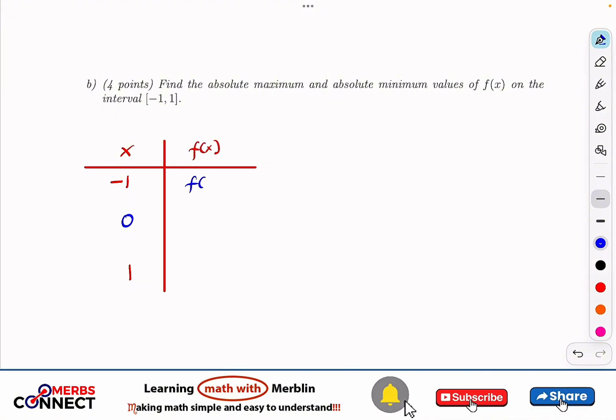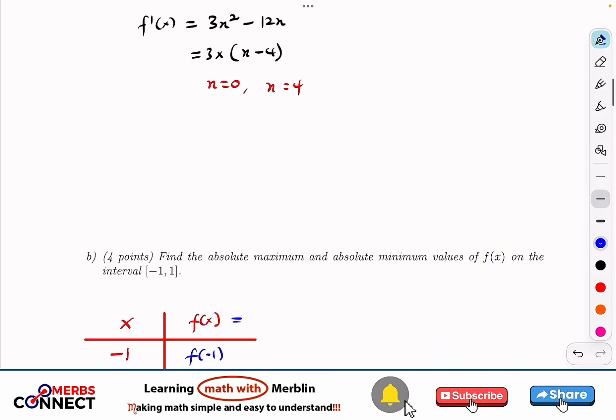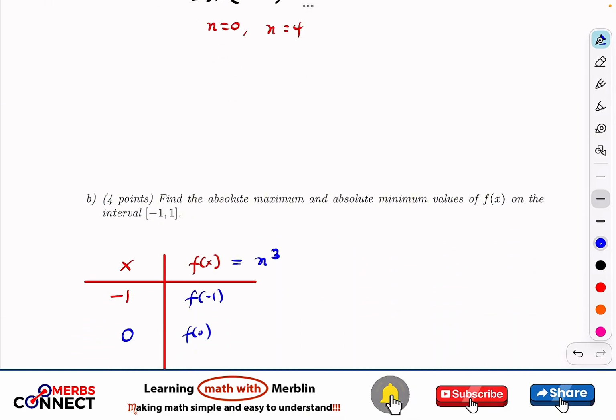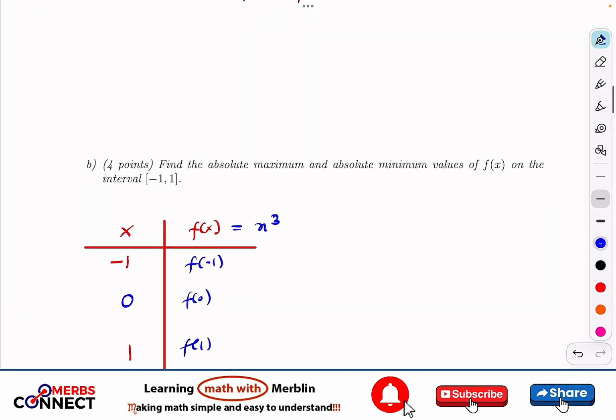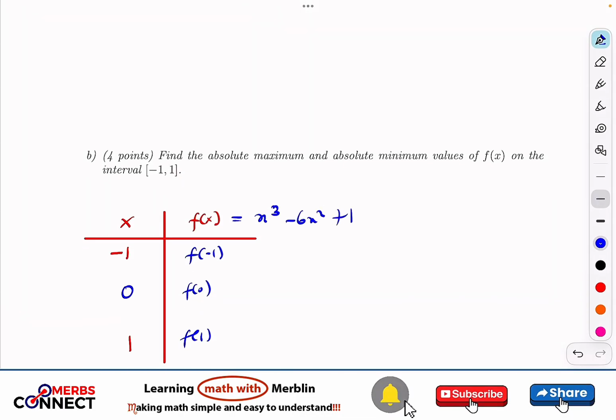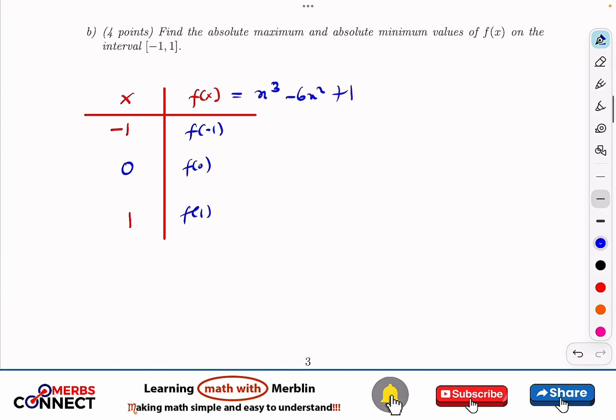So now we need f of minus 1, f of 0, and f of 1. What is f of x? f of x is x to the power 3 minus 6x squared plus 1. Yes. So now let's do that. Plug in minus 1 here. X to the power 3 with minus 1 is going to be minus 1, minus 6, because minus 1 squared is 1, plus 1, and this is minus 6.